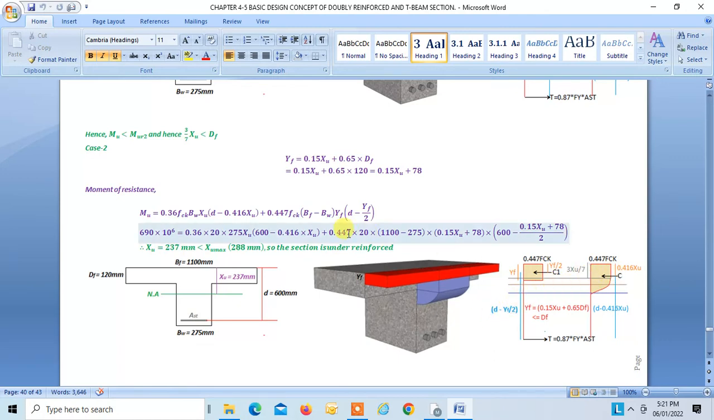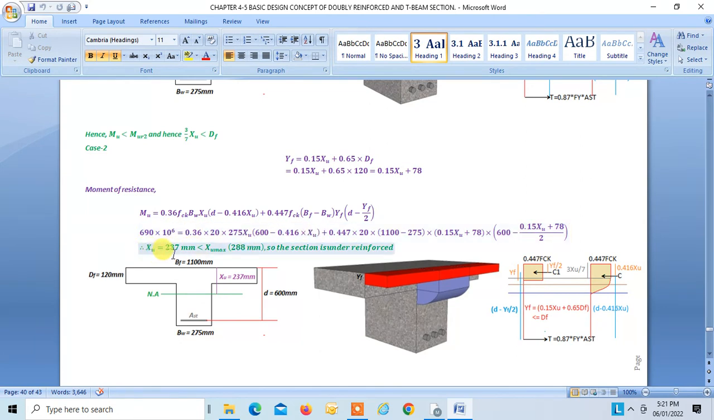So this is C, 0.36 fck bw XU, and this is the lever arm. So C into lever arm plus C1 into lever arm. This is C1, right? 0.447 fck (bf minus bw) into YF, into lever arm. This is the lever arm, right? Now YF you can replace by this, okay? Now the design moment we know is 690.